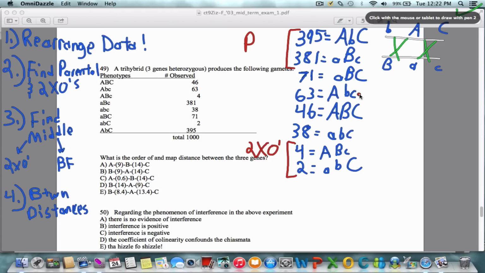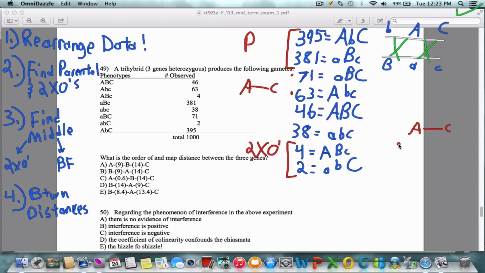So I'm willing to wager, at least to some extent, that the distance between A and C is from those two values there. Whenever I'm calculating map distance, I'm just going to write it down here because it's getting kind of messy. How do I calculate map distance? I add up all the recombinants and then divide that by the total.